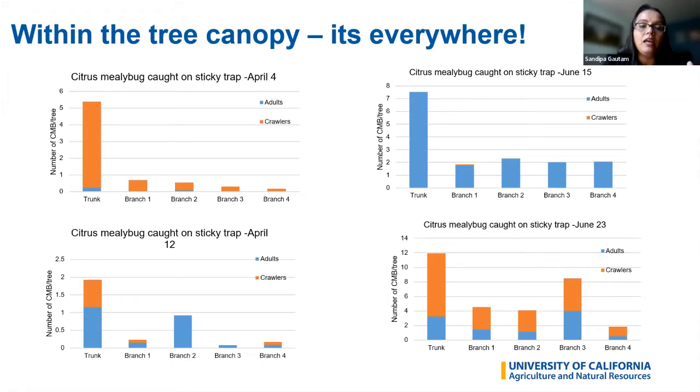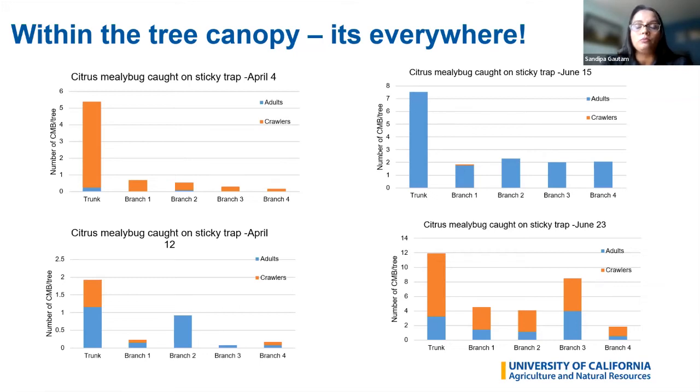A week later, that population structure changed. Now we're starting to see adults in addition to crawlers. So what that is saying to us is that within a period of a week, we started seeing crawlers, and then adults also were caught on the trap. Now on June 15, that population proportion pretty much stayed the same.